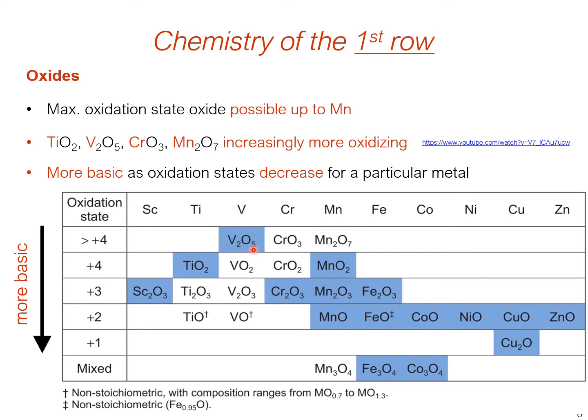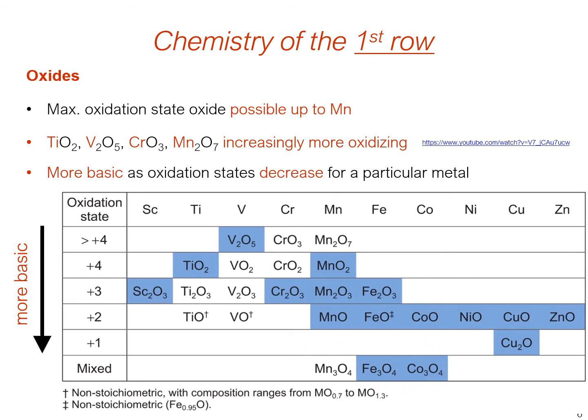Now there are two more interesting things actually. So the first is that for a given element, the oxides get more basic as the oxidation state decreases. So for example, with vanadium, we've got 4 oxides with various oxidation states here. The top 2 are amphoteric oxides, whereas these 2 are basic. The same with chromium, so at the top, this is more acidic, and they become more basic as we go down.